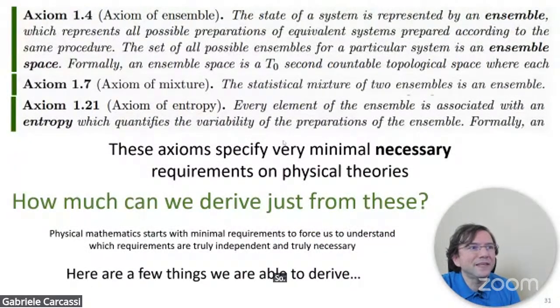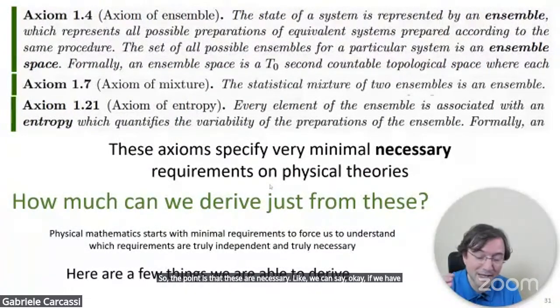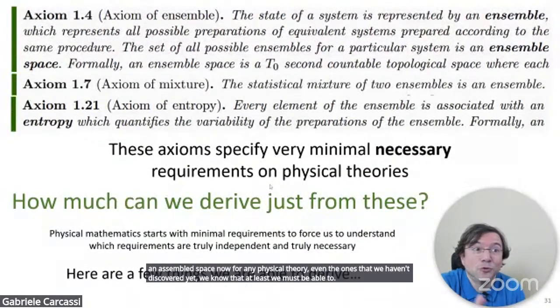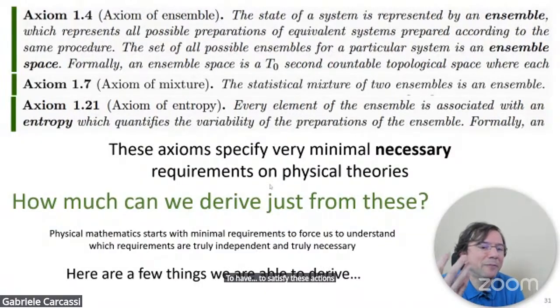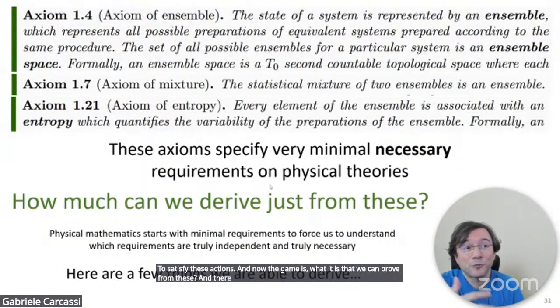So the point is that these are necessary. We can say, okay, if we have an ensemble space now for any physical theory, even the ones that we haven't discovered yet, we know that at least we must be able to satisfy these axioms. And now the game is what it is that we can prove from these. And there are a lot of things that we already proved.